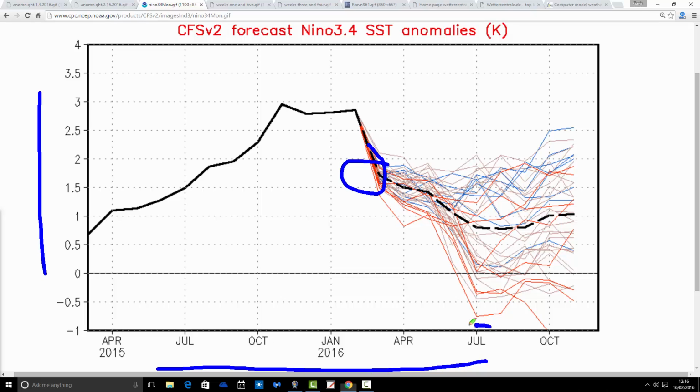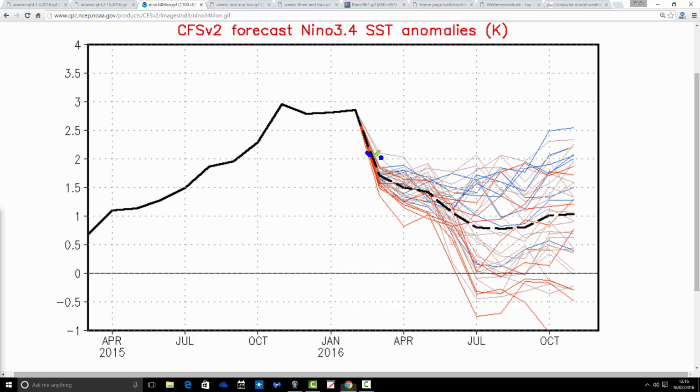So by the time we get through to the summer, this is July just here, we're back more or less towards El Nino neutral, ENSO neutral. We're just around half of a degree above average. But to get a cold event, we would need to be doing something like this. We need to see this black dash line going down into that sort of zone.